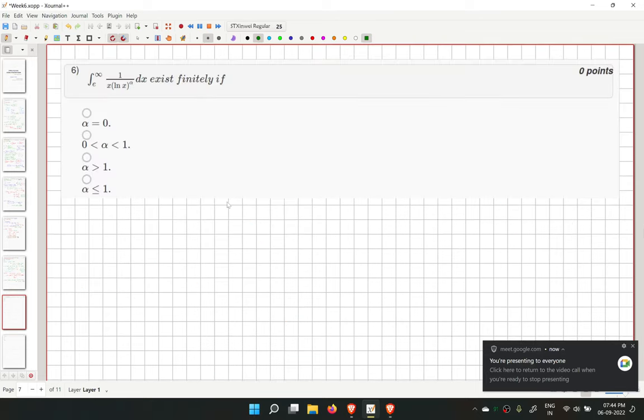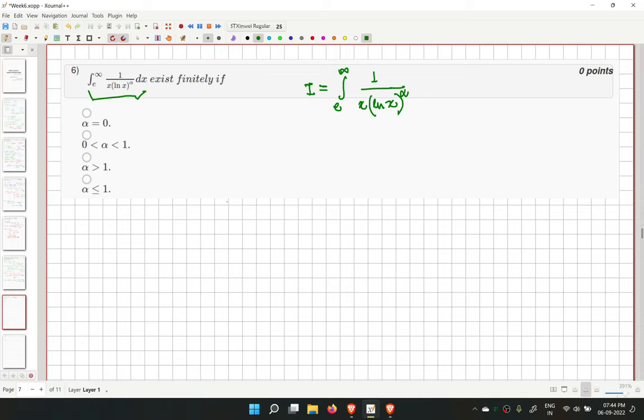So this is problem number 6, and here again we are given the integration, which is customary, we will denote it as I. So this is the integral from e to infinity of 1 over x (ln x) to the power alpha dx. So let me write dx here.